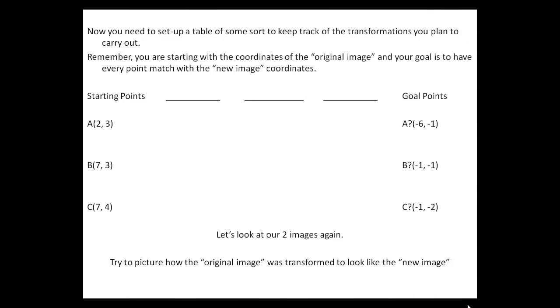You need to set up a table of some sort to keep track of the transformations you plan to carry out. Remember, you're starting with the coordinates of the original image, and your goal is to have every point match with the new image coordinates. The table I've set up has a column with starting points A, B, and C, and a couple more columns. I don't know how many I might need. To see if I can get to my goal, my new image coordinates are on the right hand side.